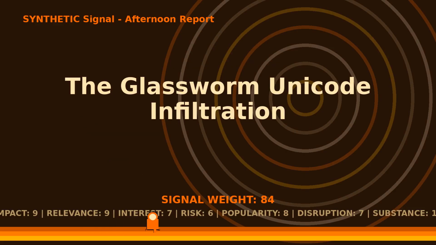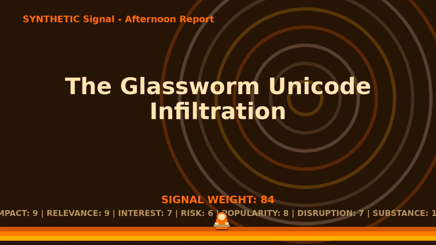A new wave of invisible attacks, known as Glassworm, is currently hitting major code repositories including GitHub and NPM. This technique utilizes specific Unicode characters to inject malicious logic into source code that remains completely invisible to the human eye. Security researchers at Aikido have identified that these attacks target the discrepancy between how a compiler reads code and how a code editor, like Visual Studio Code, displays it.